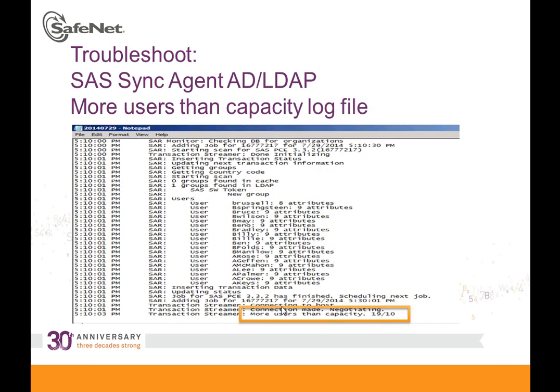What I find in the past is that rather than the customer creating a new group for SAS, calling it the SAS tokens and adding users, they may use an existing group where they're trying to sync an entire Active Directory with hundreds of thousands of users, where SAS does not have the appropriate capacity to do so.